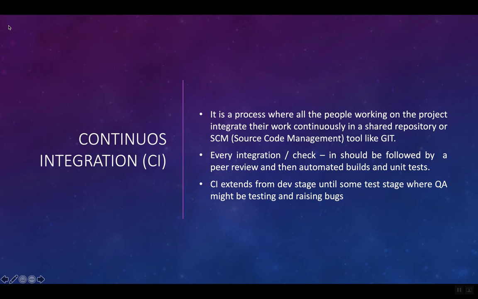So every integration or check-in of code to that particular shared repository should be followed by a peer review, wherein your team people will review your code, and once that's reviewed, then it should pass through the automated builds and unit tests. Now, this will enable us to find any basic functional error or any basic coding error in the environment. Peer reviews are mostly for logical errors, so that people can figure out if some logic hasn't been implemented as it should be.